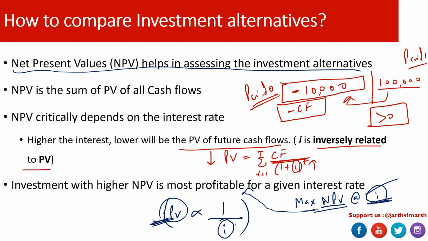Basically, I is accounting for what we initially talked about: I reflects the expectations, the inflation component, the inflation expectations and the uncertainty element. So I accounts for those factors, and specifically the risk associated with your investment is reflected in changes in I. So the investment with the higher NPV is most profitable for a given interest rate I. Given this, while alternatives may imply different levels of risk, we can have this as a measure for comparison.